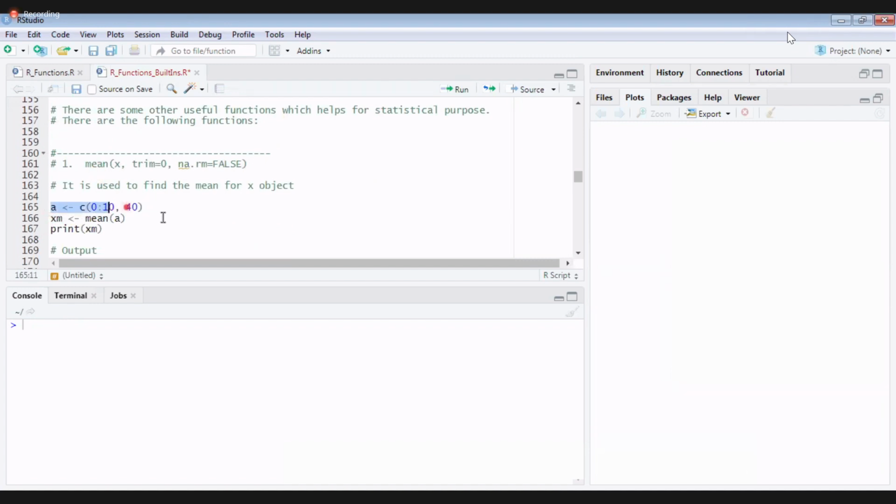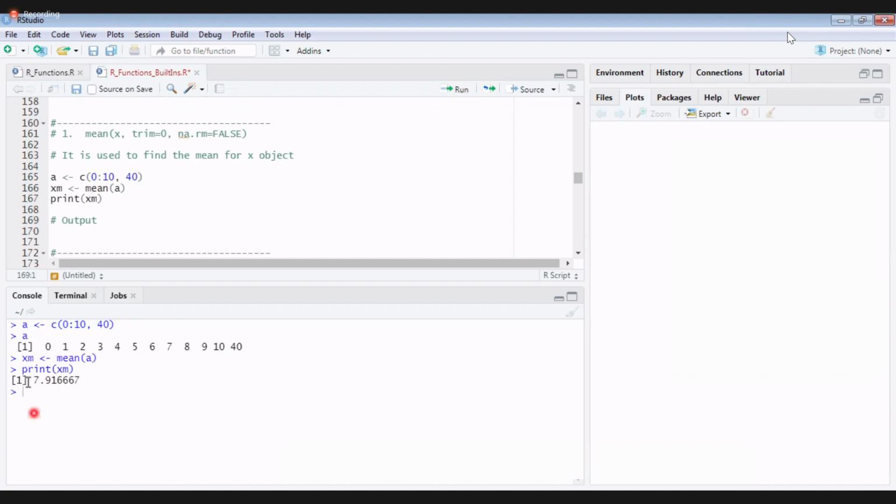See, calculating mean is straightforward. You just call mean of A. First I am assigning a vector A. If you observe carefully, it has 0 to 10 and 40. So I have 0, 1, 2, 3, 4, 5, 6, 7, 8, 9, 10 and 40. I'm giving xm equal to mean of A. I calculated the mean of this.